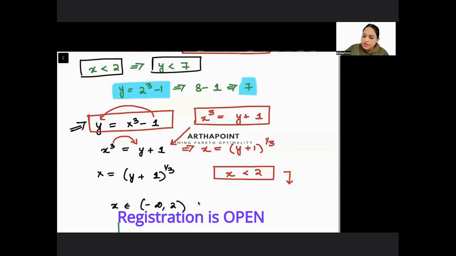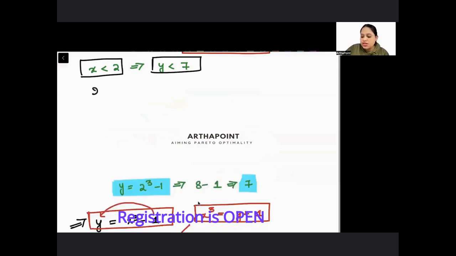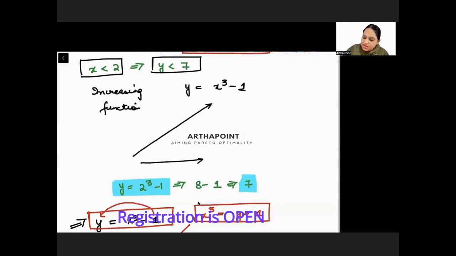Why am I sure about this beta? क्योंकि ये एक increasing function है. The function given to me is y is equal to x cube minus 1 और ये एक increasing function है. Whenever I have an increasing function, it means जैसे जैसे x increase होगा y increase होगा. अगर x कम होगा तो y भी कम होगा. So when I am taking x less than 2, y will be less than 7. x equal to 2, y will be equal to 7. x greater than 2, y will be greater than 7. तो माने ये समझो that because this is an increasing function, these signs will be in the same direction.